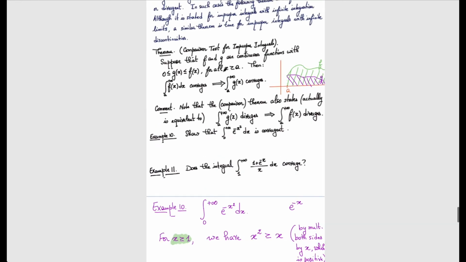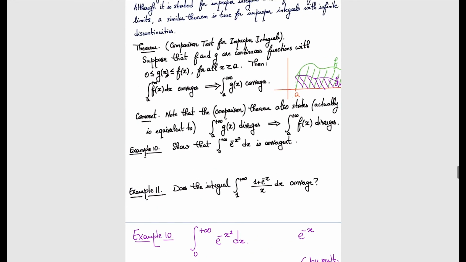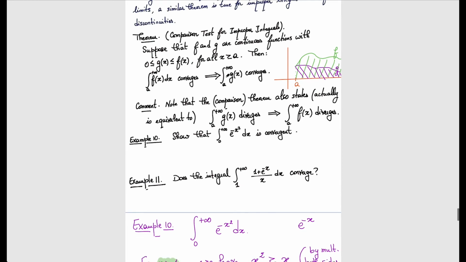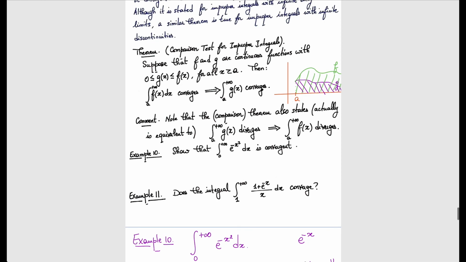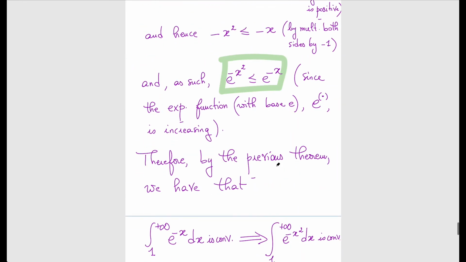It's right there. So let's be very clear. Who's g in our context again? g is the e to power negative x squared, and who's f? It's the function e to power negative x. And who's little a? Little a is 1, right? So I'm using this theorem with those 3 items. Let's actually highlight this over here.